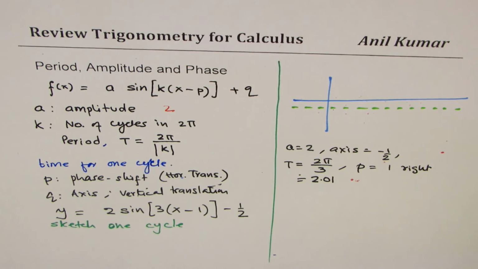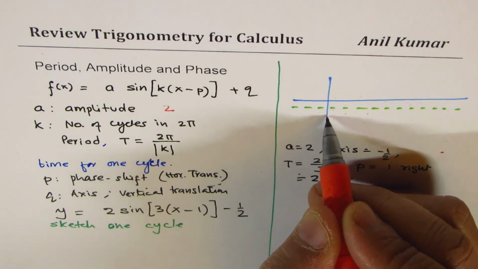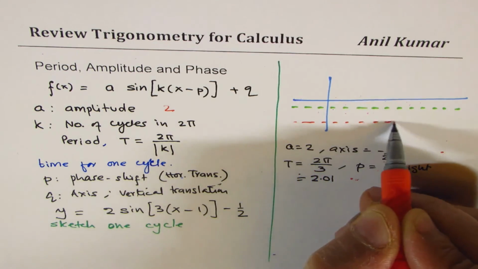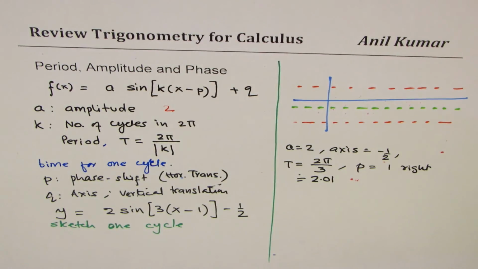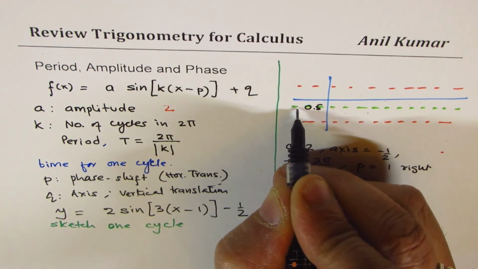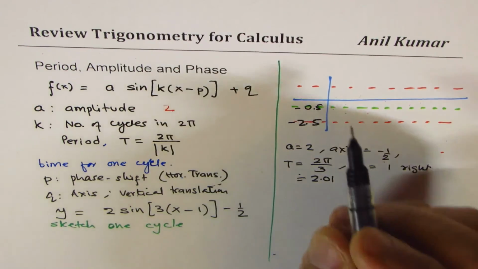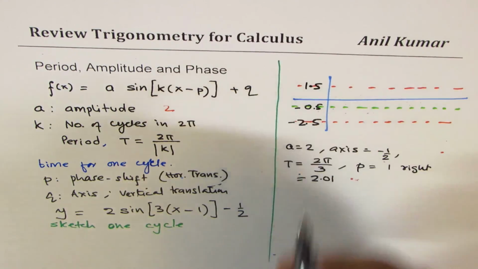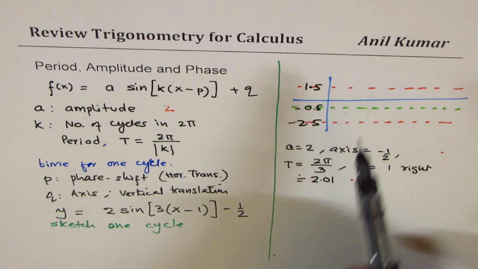Now, the amplitude is 2, so we'll go 2 up and 2 down. So let's say this is 2 down, and let's say 2 up. If I have to write the values, let me write this as 0.5 with a negative sign. 2 down means negative 2.5, and 2 up means positive 1.5. Is it okay?